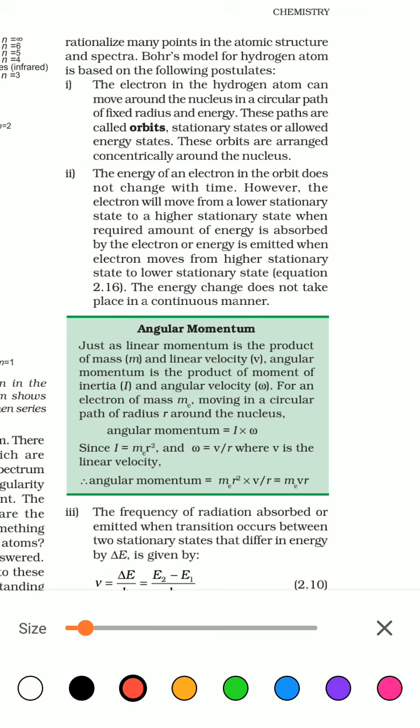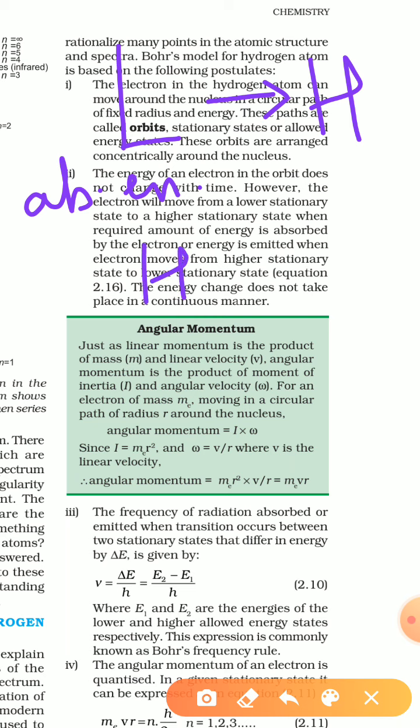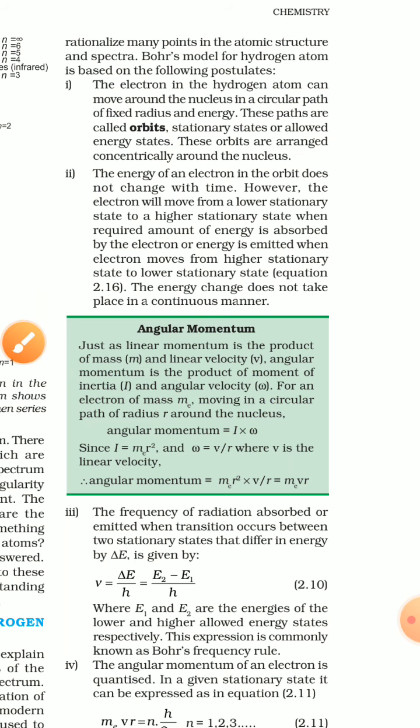Here one thing was specified very clearly by Bohr's model. If the electron wants to move from a lower orbit to a higher orbit, from a lower stationary state to a higher stationary state, it must absorb energy. And if it wants to move from a higher orbit to a lower orbit, it must emit energy. This was one thing that was explained by Bohr's model.